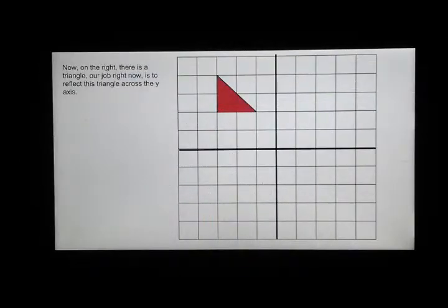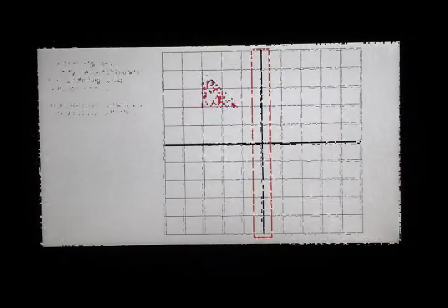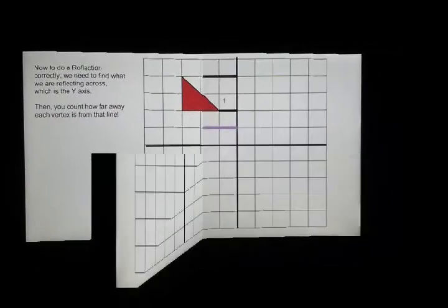Now, on the right, there is a triangle. Our job right now is to reflect this triangle across the y-axis. This is the y-axis. Now, to do a reflection correctly, we need to find out what we are reflecting across, which is the y-axis. Then you count how far away each vertex is from that line.